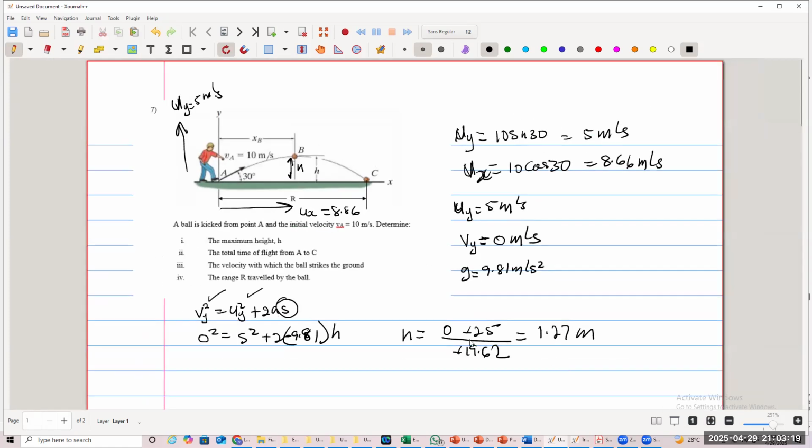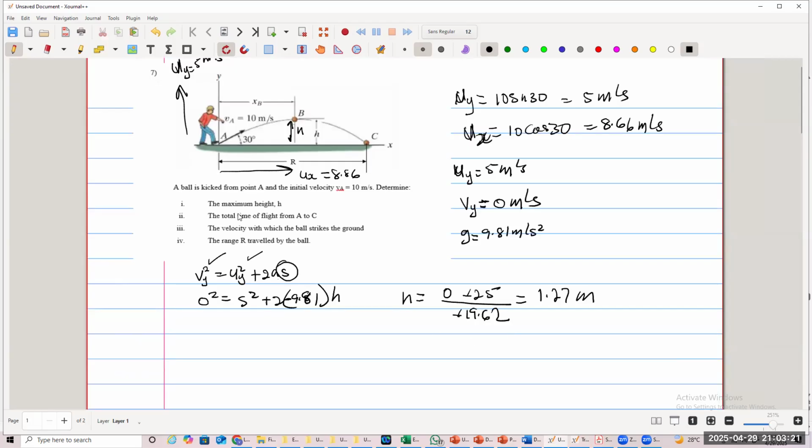It says you are to find the total time of flight from A to C. But you cannot find it from A to C straight. You have to find from A to B first, which automatically will be half of it. So let us find from A to B first, and then we will double it and you'll get A to C, because we're considering that symmetry.